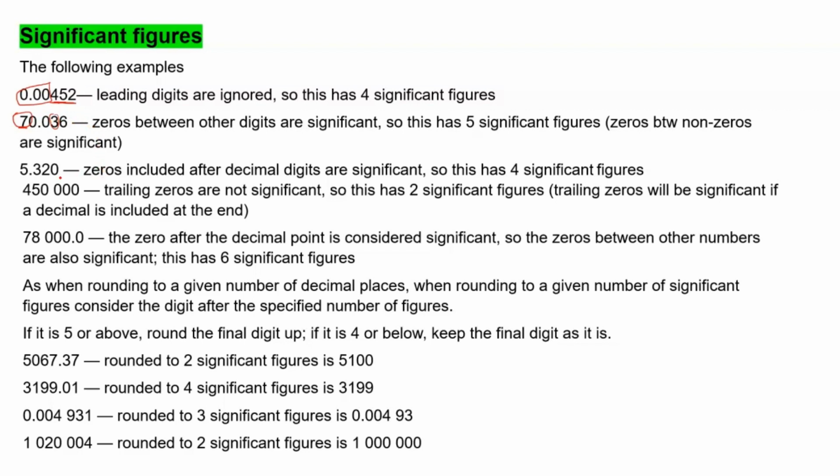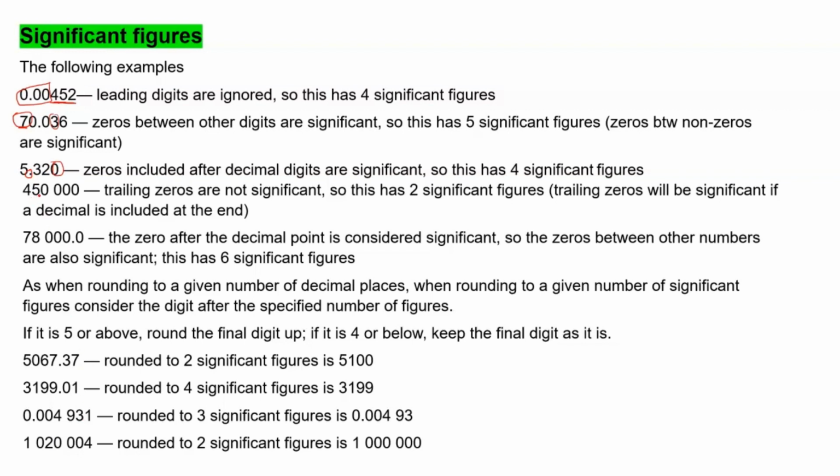Alright. Now, if a decimal is included, so in this case here we have a decimal, that makes this 0 a significant 0. So that's going to be 1, 2, 3, 4 significant figures in this number here.